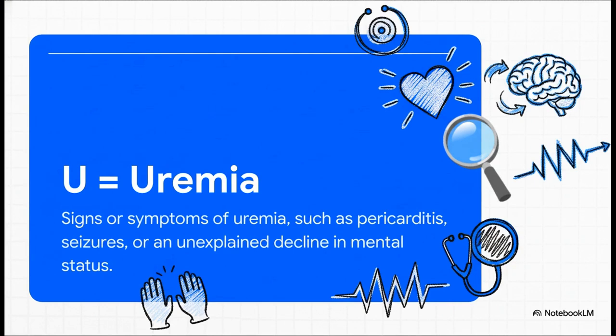And finally, U is for uremia. And this is so important. Uremia is a clinical diagnosis, not just a high BUN on a lab report. It's when the buildup of all those waste products actually starts causing organ damage. The classic signs are pericarditis, inflammation around the heart, or uremic encephalopathy, where the brain is affected, causing confusion, that classic flapping tremor called asterixis, or even seizures.